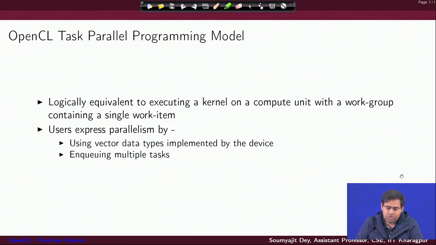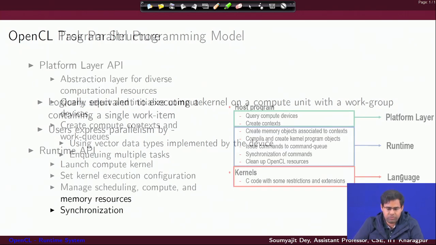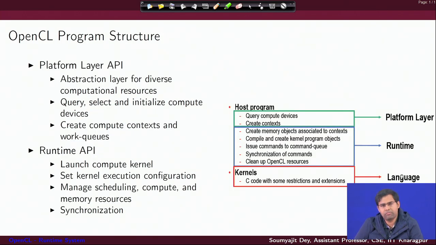This is logically equivalent to executing a kernel on a compute unit with a work group containing a single work item. So, this is more about the task parallel programming model. Logically it is the same as executing a sequential task, and the parallelism is expressed by a vector data type implemented by the device, and you keep on enqueuing. You can also enqueue multiple tasks. We are just introducing the names here, and we will of course focus on this later on.